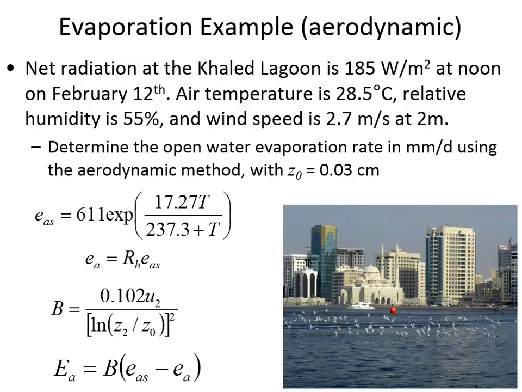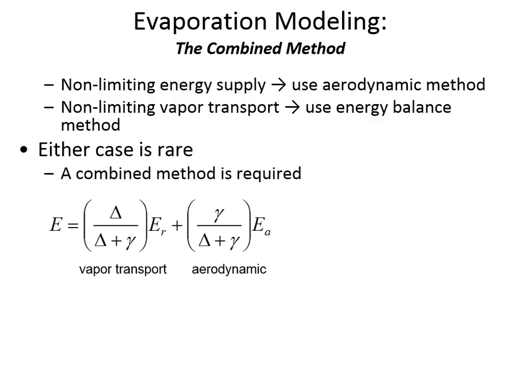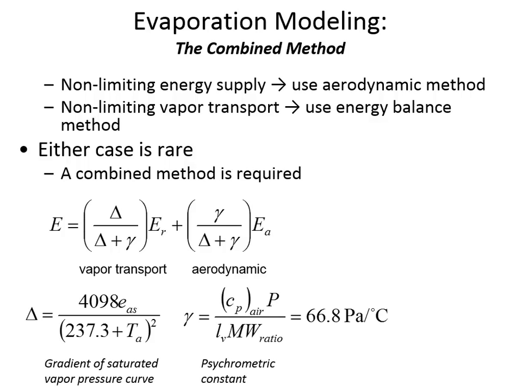Not at the equator. All right, so we're going to come up with a combined method, and in the combined method it says, well, we're not going to assume that there's unlimited energy, and we're not going to assume there's unlimited transport, and so let's put them together somehow. And what's represented on screen here is one of the many ways of averaging the two approaches. The method used here is to calculate the gradient of the saturated vapor pressure curve and what's called a psychrometric constant.